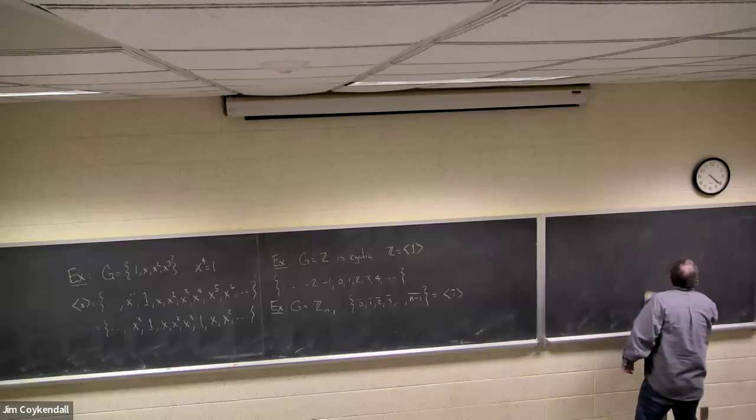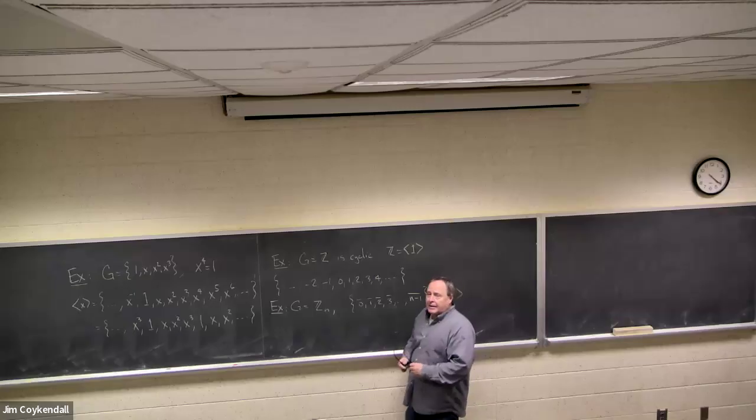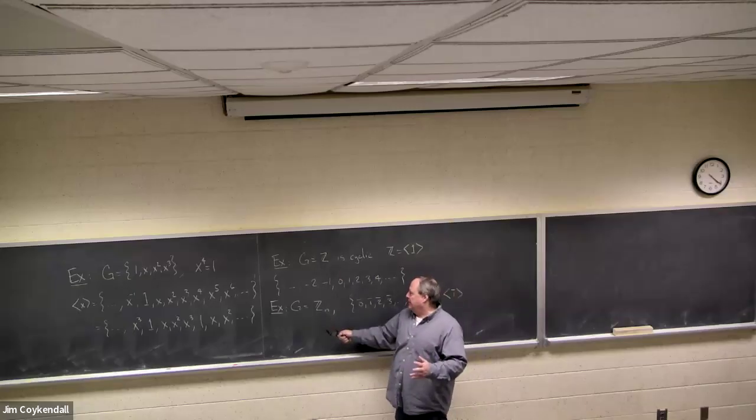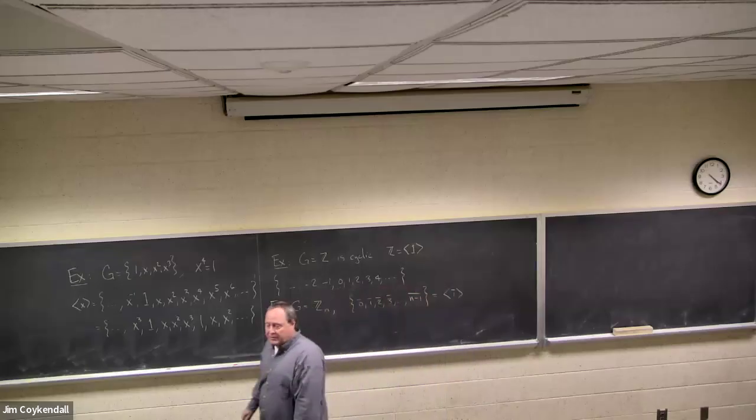Let me give you a spoiler. I'm going to spoil a little bit for you here. Every cyclic group is one of these: either the integers if it's infinite, or Z_n if it's got finite order. That's where we're going with this classification.